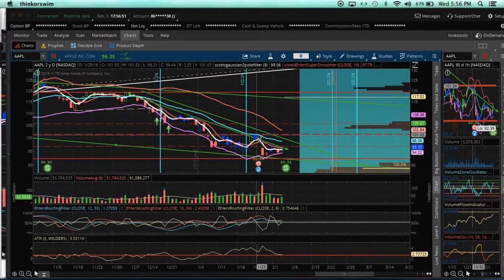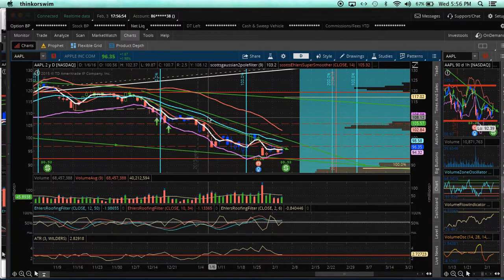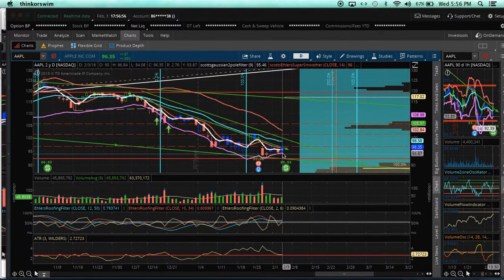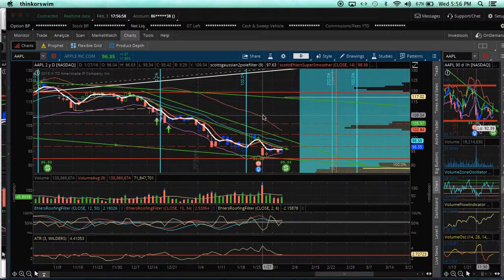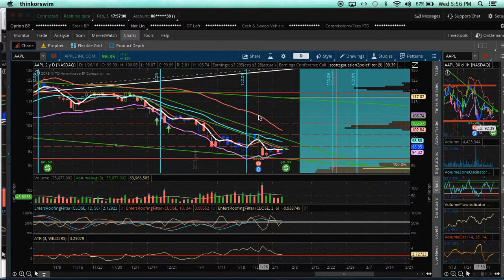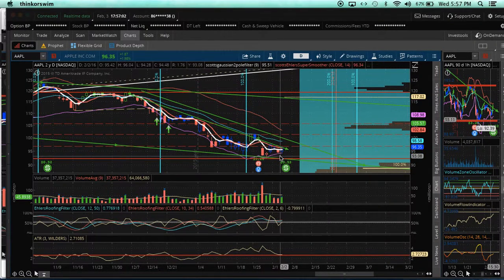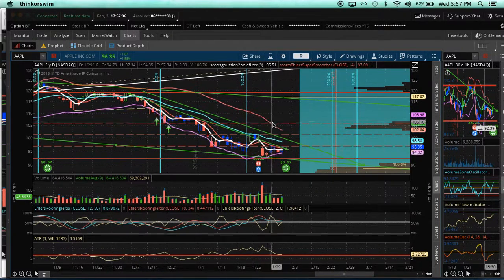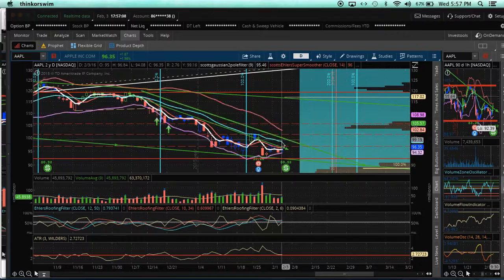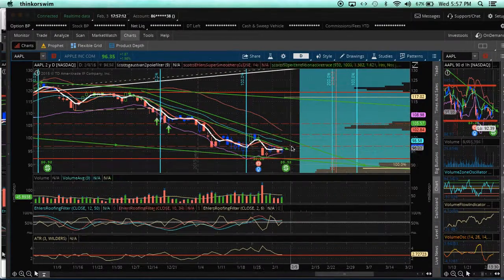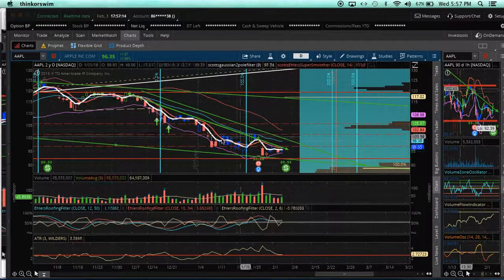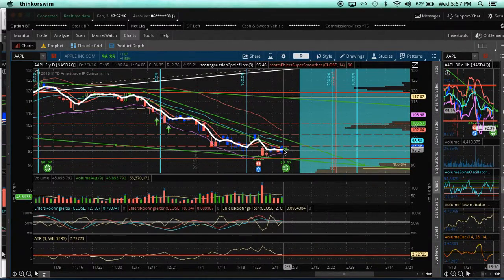It poked its head up here just to get to the Bollinger Band middle line and then came back down. But you'll notice that the red line right here, the blue line, and this purple line, those are the Bollinger Bands. And it's showing that the volatility is really coming in. You know, it's been hanging around this area for a good 3 or 4 weeks.